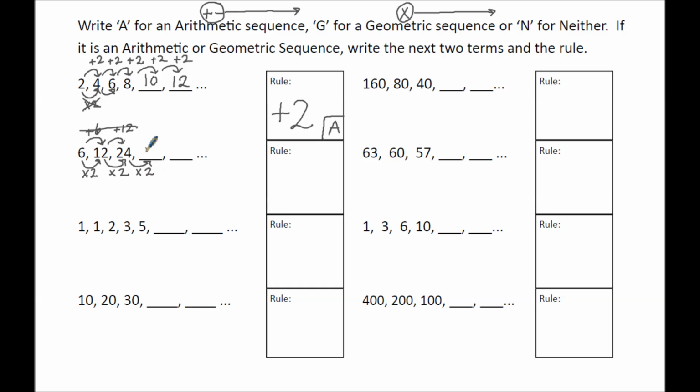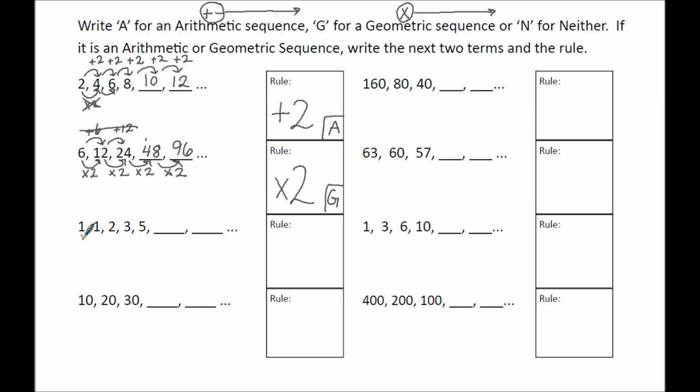So 24 times 2 is 48, and 48 times 2, well, 2 times 8 is 16, carry the 1, 4 times 2 is 8, plus 1 is 9, and we get 96 for that 1, 2, 3, 4, 5th term. So my rule is multiplying by 2. So when I multiply by the same number all the way through, that is a geometric sequence.